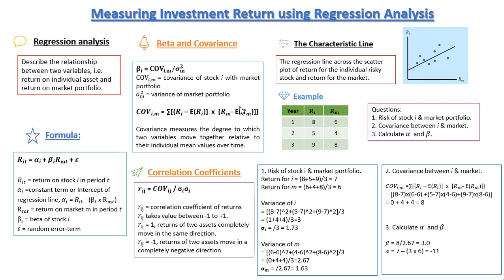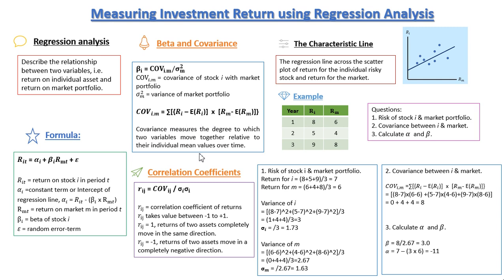Next, we will look at what covariance is. Covariance measures the degree to which two variables move together relative to their individual mean value over time, and it takes on this formula. When you have positive covariance, it means that the rates of return for two investments tend to move in the same direction relative to their mean during a specific time interval. It is affected by the variability of the two return series.